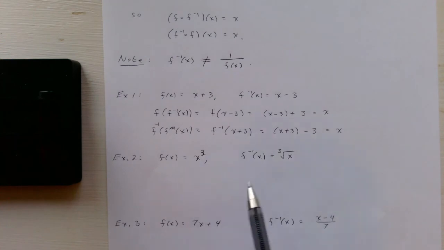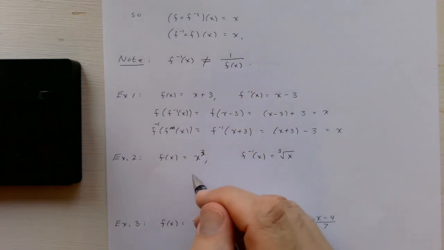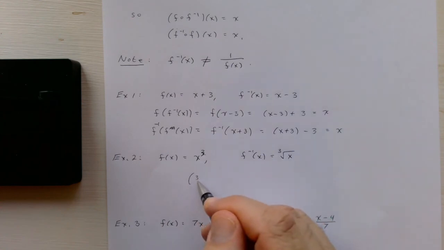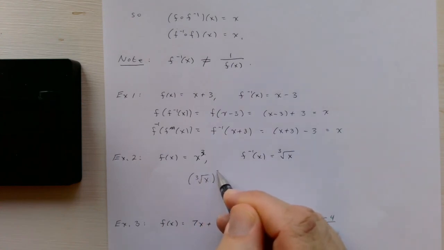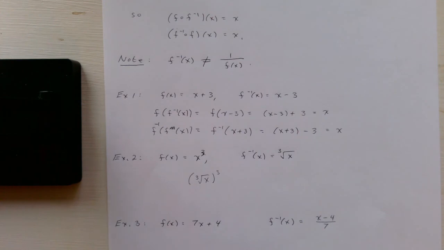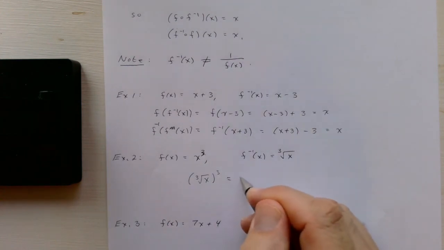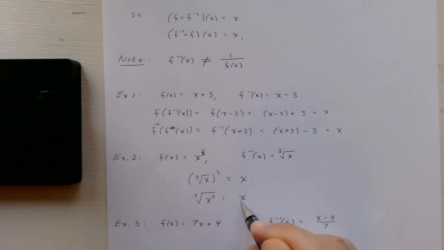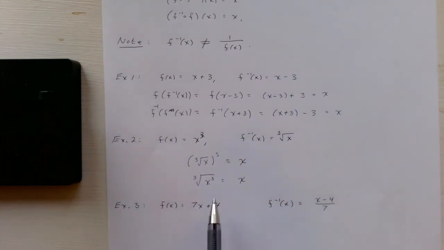Same thing with x cubed and cube root of x. Basically, that's true because if we compose them one way, we get the cube root of x cubed. The cube root of x by definition is the number that, if you cube it, you get x. Well, we're cubing it, so we get x. And similarly, if we take the cube root of x cubed, that's also going to be x, because there's only one number which can be the cube root of something.